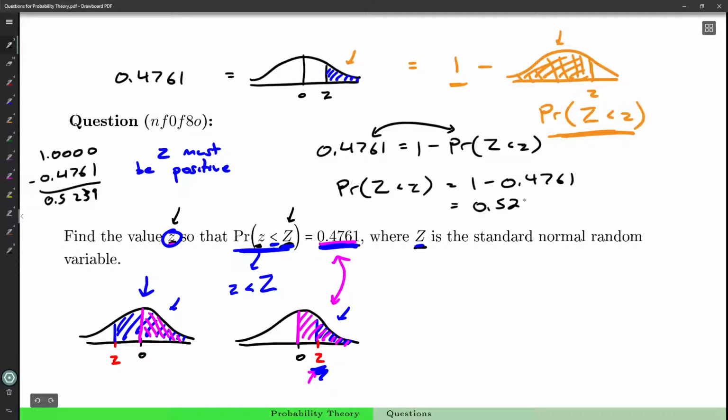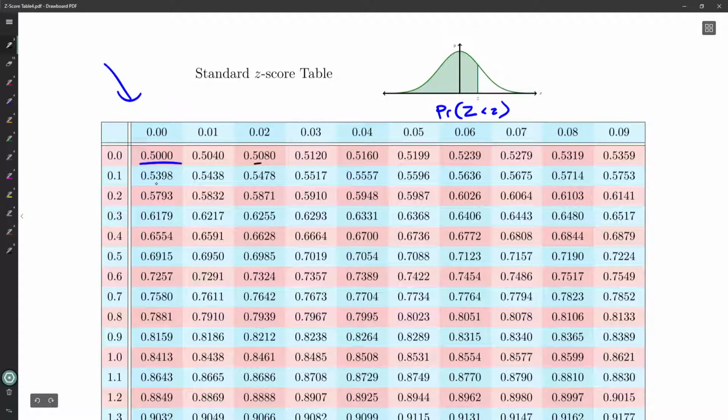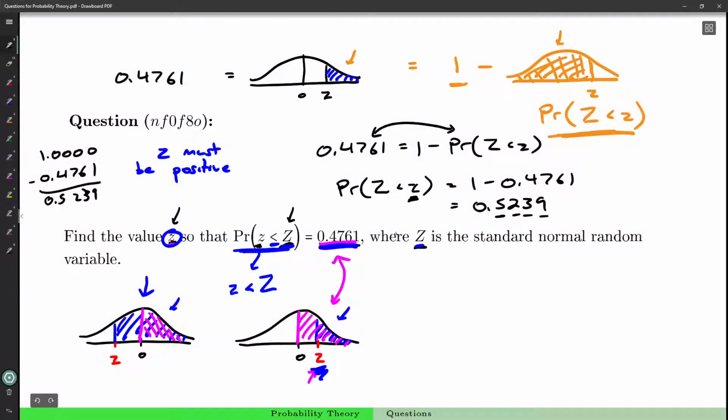So the little z we want is the little z in the table that's associated to 0.5239. Okay, 0.50, 0.53, 0.52, 0.5239. There it is, 0.5239. That's 0.0 and then a hundredth, that is 6. So this tells me my little z must be 0.006. And that's going to be our final answer.